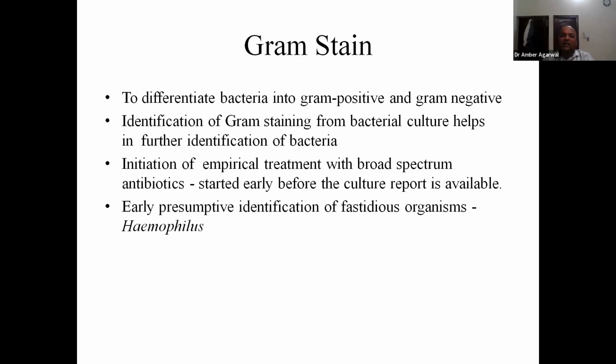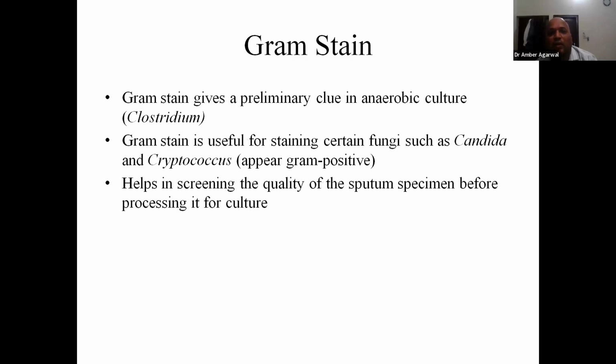And then there is early presumptive identification of fastidious organisms such as Haemophilus, which are difficult to grow. Other uses are, for example, if you are suspecting an anaerobic culture. Let's say somebody has sent aspirated pus from the right iliac fossa, the patient came in with pain abdomen, there is a pus collection, they aspirated the pus and sent it to you. You could see a gram-negative bacilli and a gram-positive bacilli, but next day you are not having any growth. So that suggests, according to the site, an anaerobic infection.